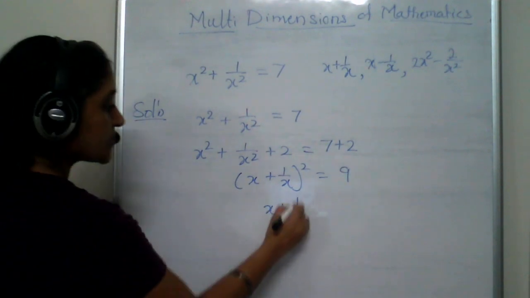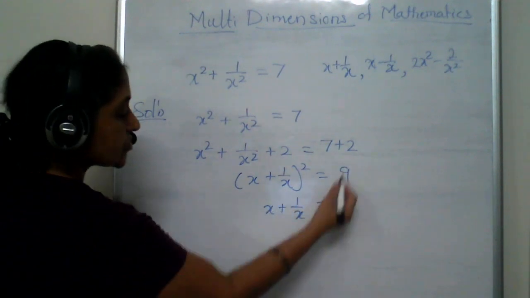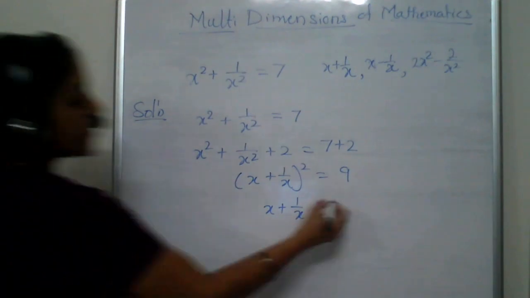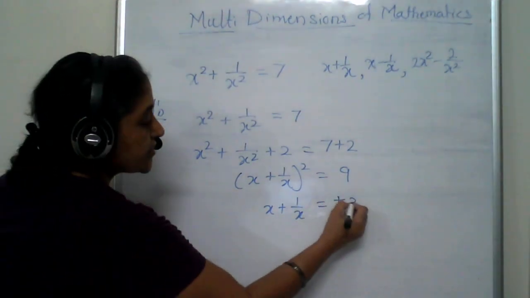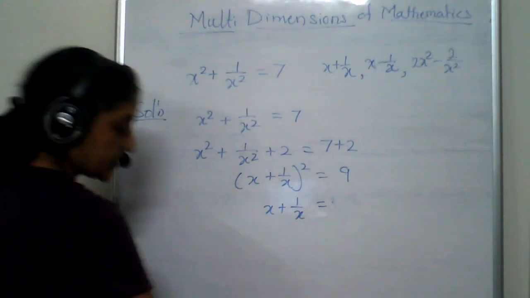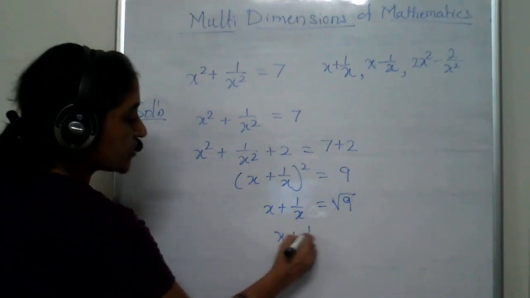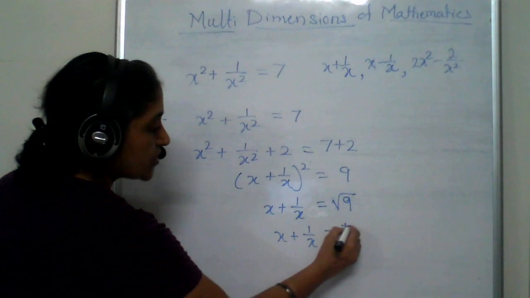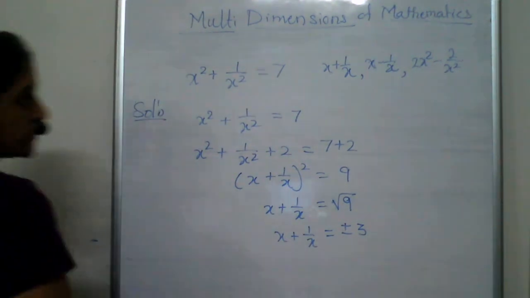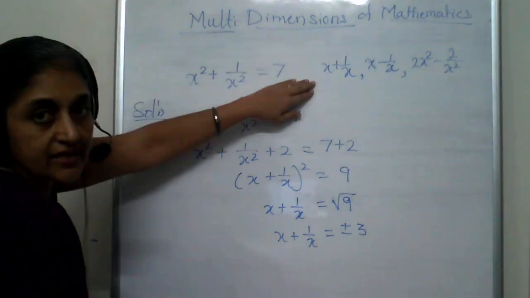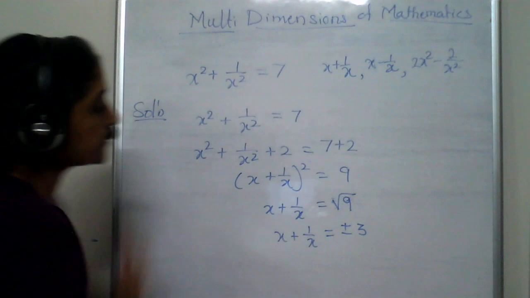So x plus 1 upon x is how much? Square root of 9. Square root of 9 is what? Positive or negative 3. Actually this always should be written as square root 9, and then x plus 1 upon x is equal to plus or minus 3. See, we got the first one, that is x plus 1 upon x is plus or minus 3.